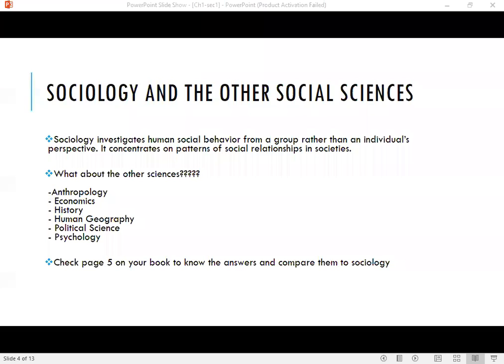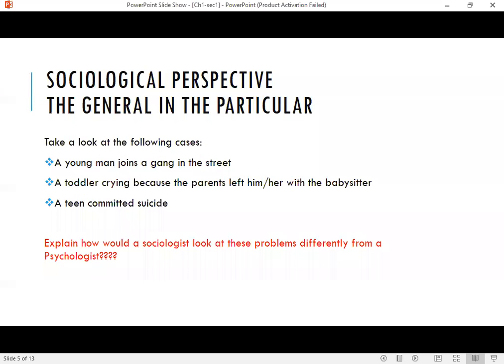Now, going back to sociologists, there's a certain rule called the general in the particular. Let's take a look at the following cases or examples. A young man who joins a gang in the street. A toddler. Do you all know what a toddler is?